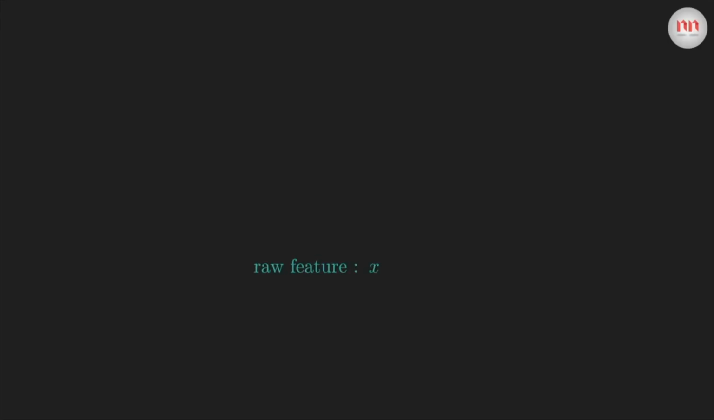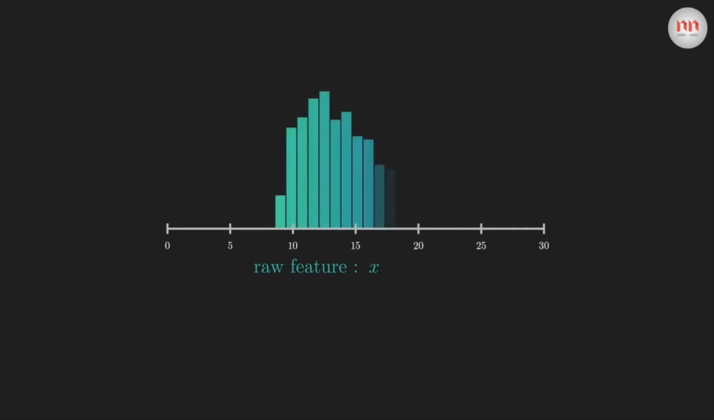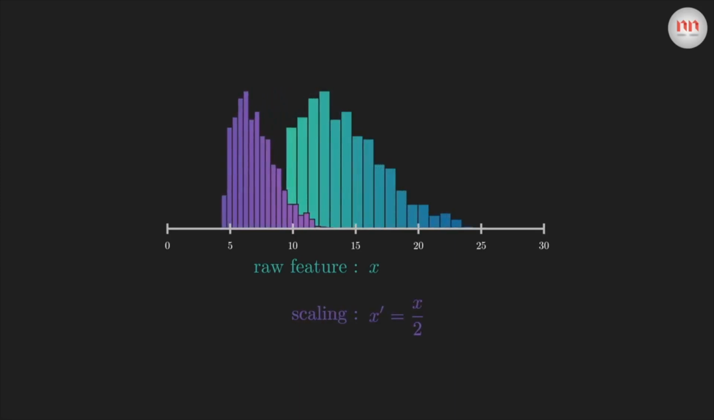First of all, let's see what feature scaling really is. For that, we need a feature. Suppose X is a continuous feature from a raw data set, and we haven't performed any pre-processing on it. To visualize the distribution of X, let's plot its histogram now. I'm going to divide every value of X by 2, and this shrinks the histogram. Well, this was an example of feature scaling where we literally scale the feature by half.